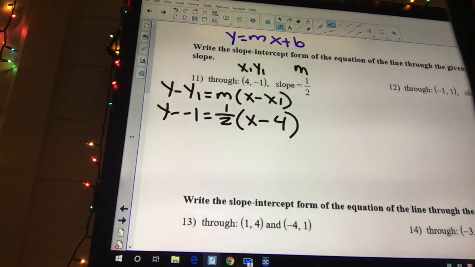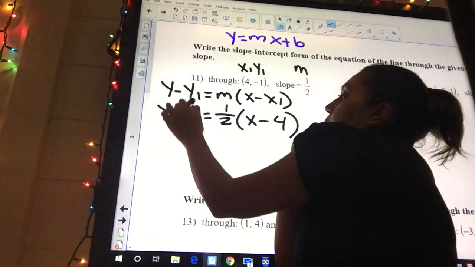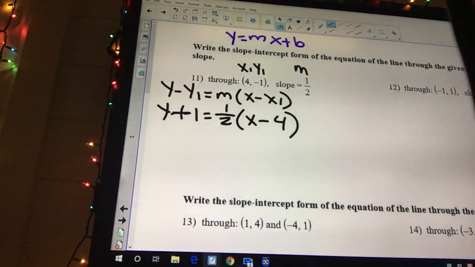If you guys have not already, you will need that Desmos calculator. You have your test on Friday. You absolutely will need that Desmos calculator. So I can change this minus minus to a plus. And do we stop or do we keep going?